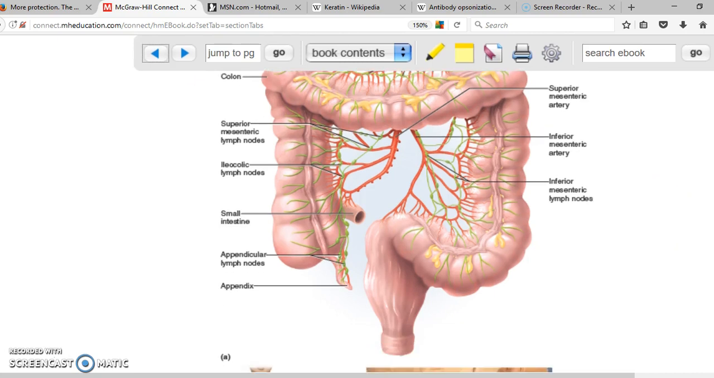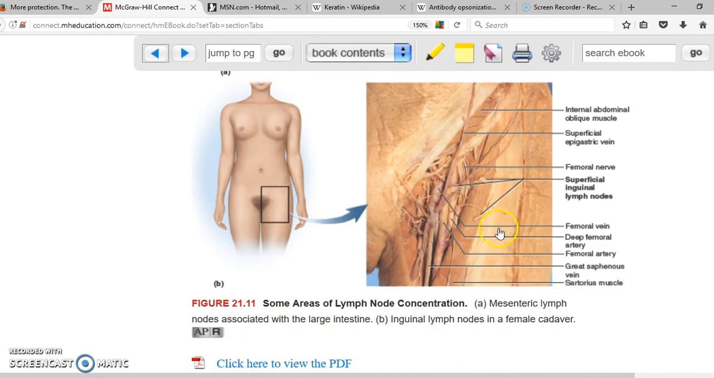So if you keep scrolling down, right here, for example, you have lymph nodes in the inguinal area, very important.